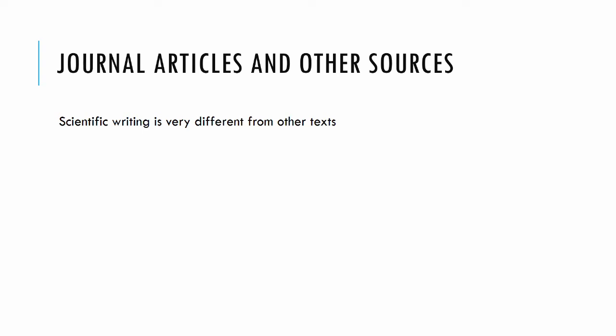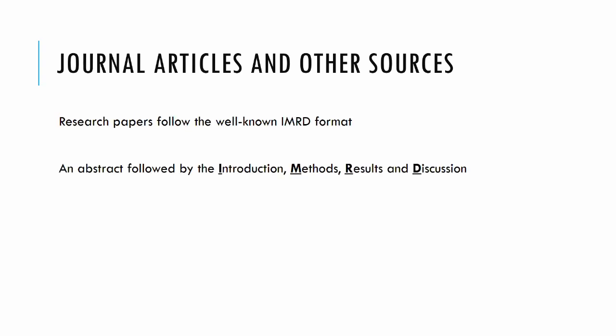Scientific writing then is very different from other texts. So you may all be very familiar with novels and magazines and newspapers, but the way in which we write in a scientific manner differs quite heavily. When you look at research papers, you will see that they follow a fairly well-known and consistent format. This is known as the IMRD format. This will be an abstract, which is followed by an introduction, methods, results, and discussion.